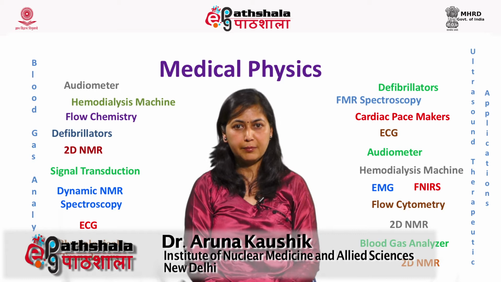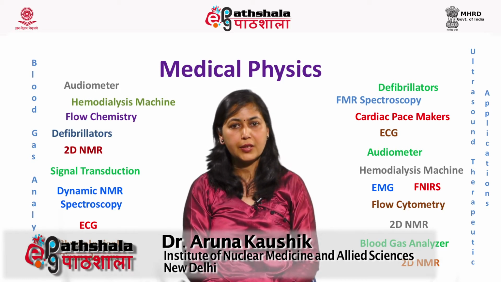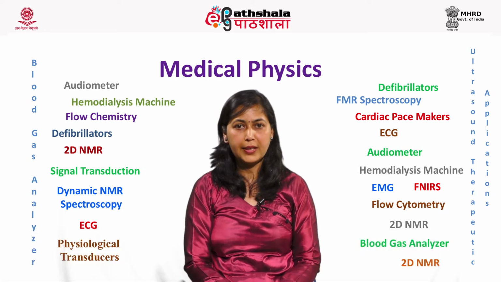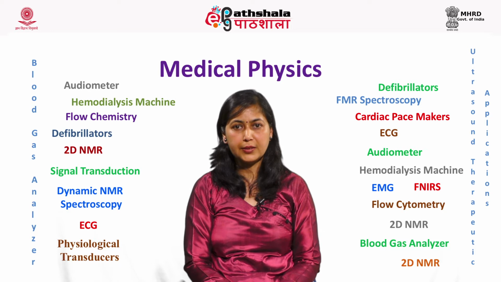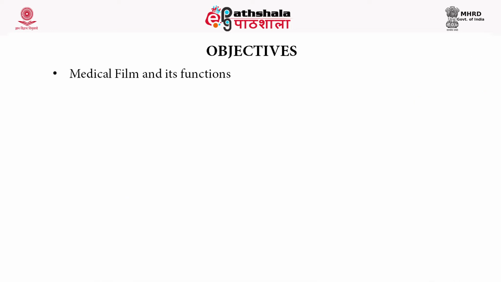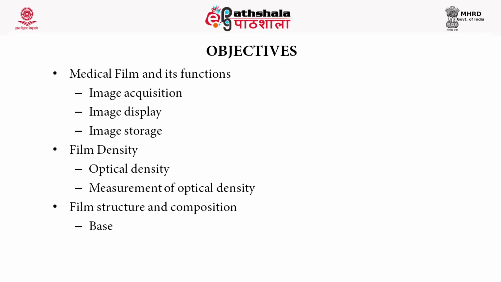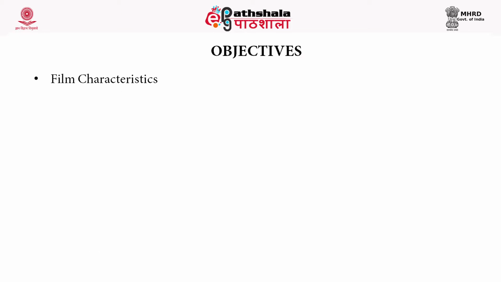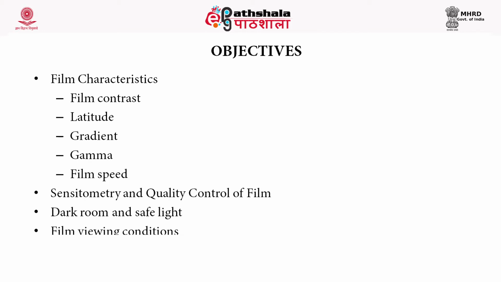Welcome to EPG Pathshala. Today we are going to understand the topic on characteristics of medical film and dry imaging camera. Under this topic we will try to understand what is a medical film, what is its structure and what is its function. We will also try to understand how an image is formed on a medical film. We will also try to look into what are the characteristics of the medical film, what is meant by the different shades of grey and the density produced on the film.